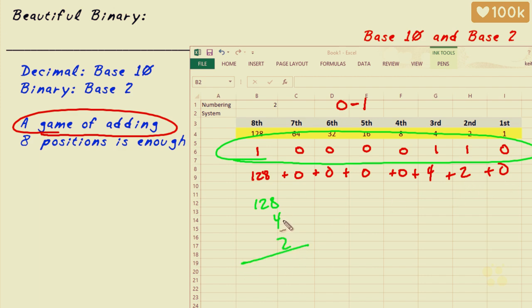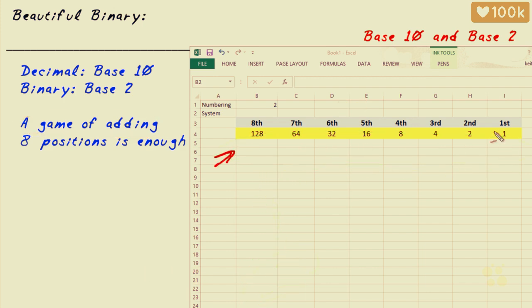So 8 plus 4 is 12, plus 2 more is 14. We'll carry our decimal 1 right there. That's a 4. 2 plus 1 is 3, and then we have a 1. And so the actual value of this binary number, 10000110, is 134.